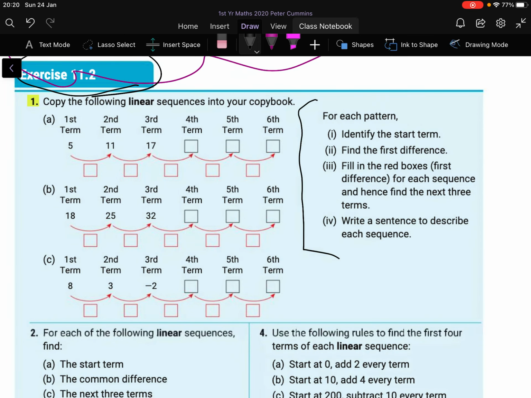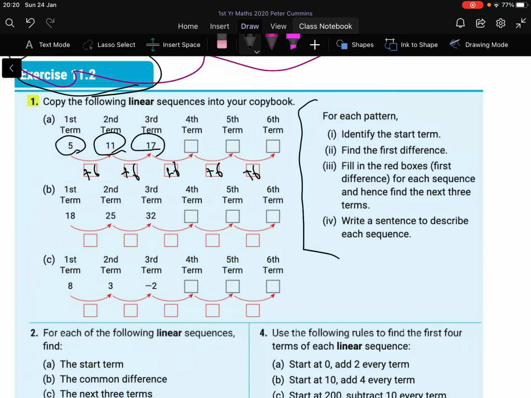Okay, so if we do 1A here, 1A has 5, 11 and 17. Think, well, how are they connected? What's the difference between 5 and 11? To go from 5 to 11 you add 6. To go from 11 to 17 you add 6. So you can assume that that's the rule. So you're going to add 6 and add 6 all the way along.